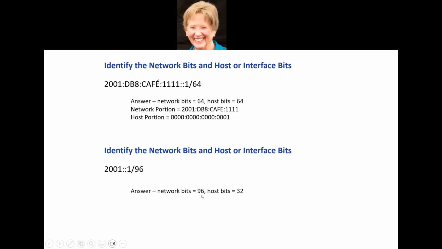On this one, you really want students to think about this. 96 means there are 96 network bits. So that means there are 6 hextets that belong to the network, 1, 2, 3, 4, 5, 6. And there are 2 hextets that belong to the host portion. Just so students will understand what that prefix length means.